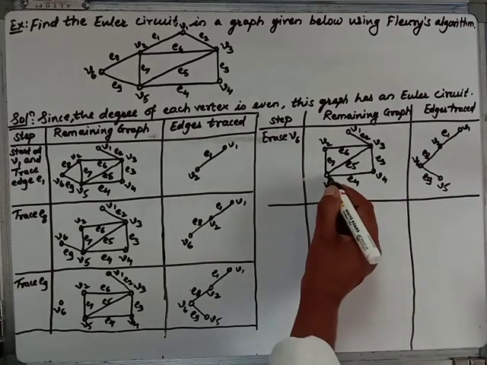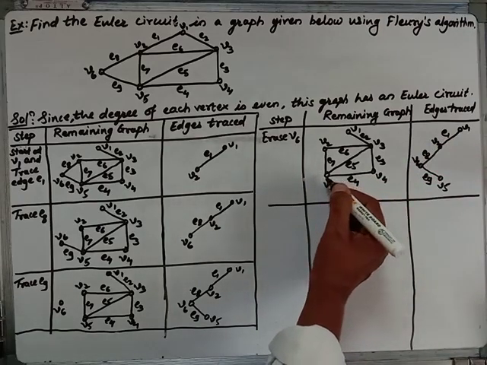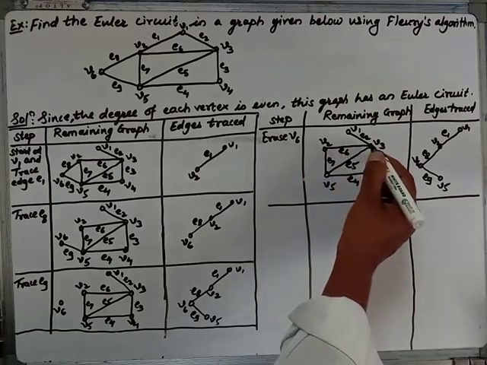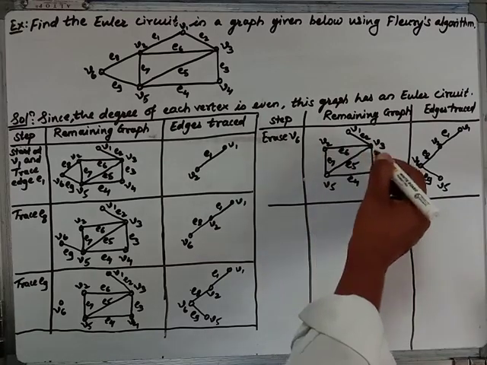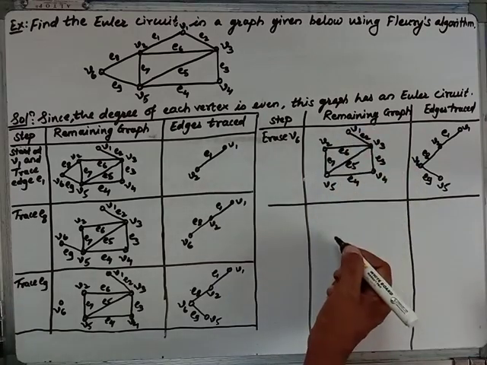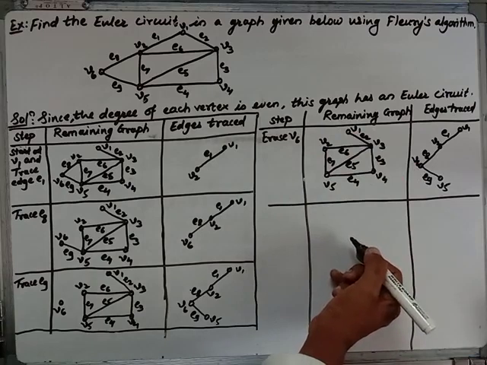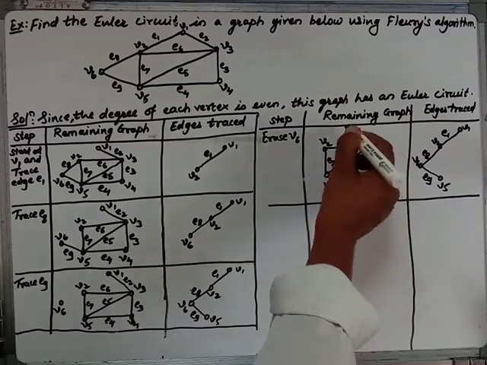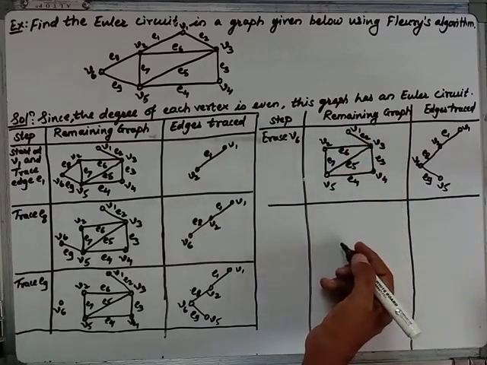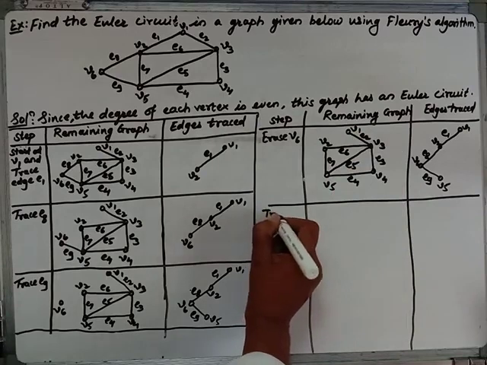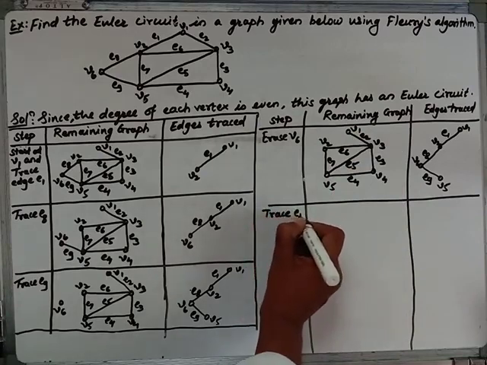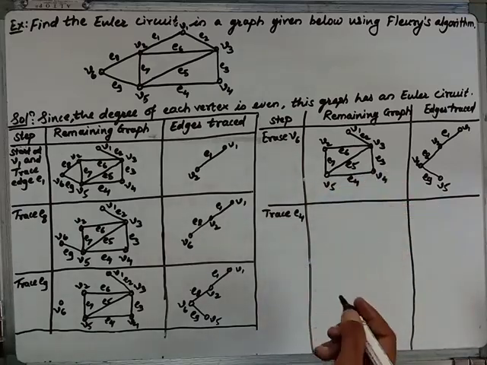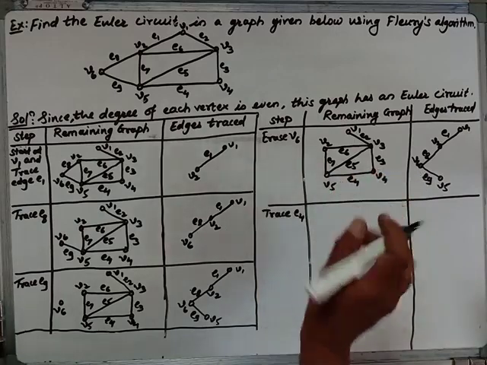Now once we reach V5, from V5 we can go here, or we can go from E4 as such also. So what will be the next step? Let it be trace E4. This E4 we have to trace, so we reach V4. So we will draw the graph except this.